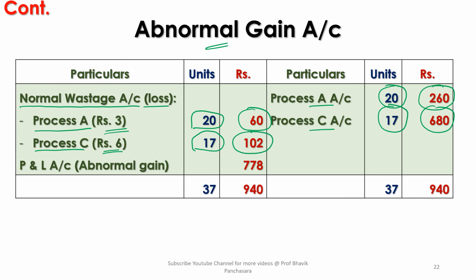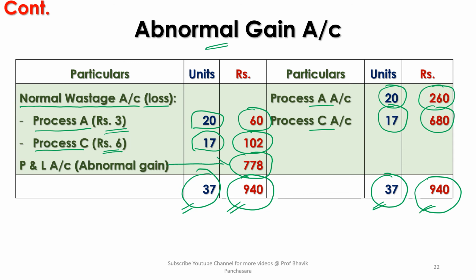Now we will close this abnormal gain account. First we will close the units column. So here it tallies on both sides, 37 units. After that we are going to close this amount column. So here the credit side is 940. The same amount we will put on the debit side also and find out the difference. Here we will find the amount of 778 rupees, and this amount is nothing else but abnormal gain. So we will transfer this to the P&L account.